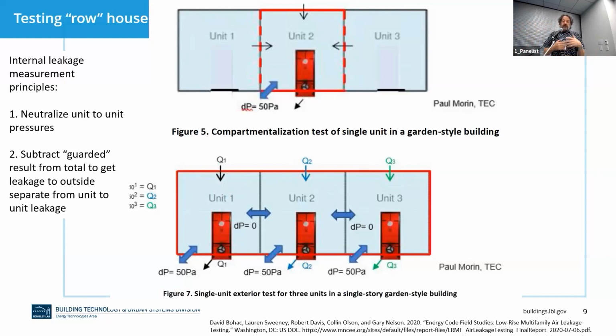And I'm going to raise this principle, which is going to get used all the time, which is we want to neutralize the unit-to-unit pressures. And that lets us isolate the leakage to outside from the total leakage. So often tests are done twice. And this is the first example I'm going to give.